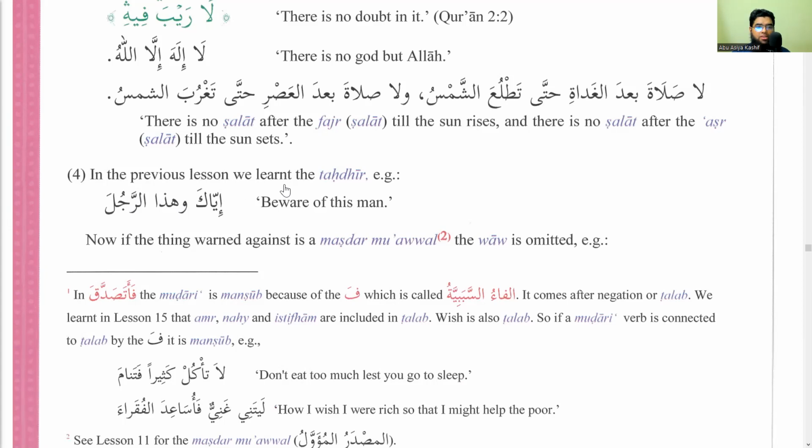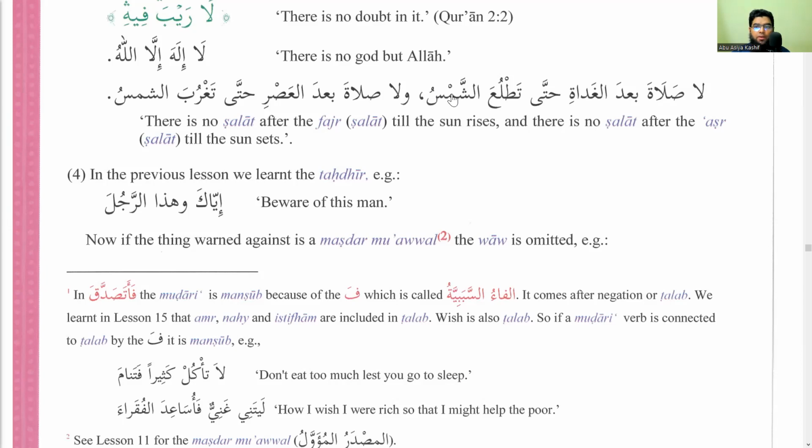Next point, in the previous lesson, we learned tahdhir. We learned to warn someone, like iyaka. Beware of this man. Iyaka wa so-and-so. Iyaka wa hadha rajula. In the previous lesson, iyaka, you want to warn someone.